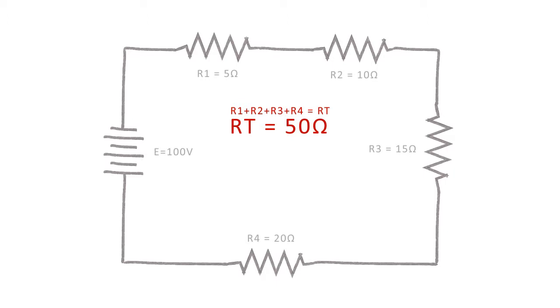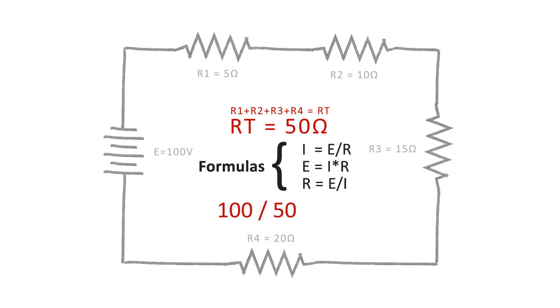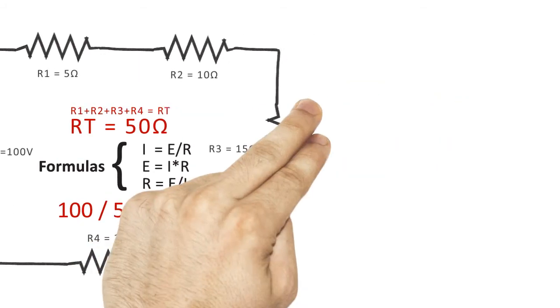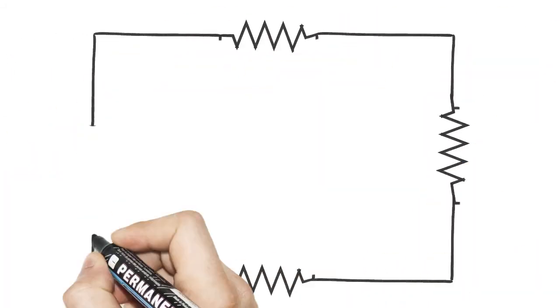By adding up the resistance, we can solve for the current. Looking at Ohm's law, we know to solve for current we need to use I equals E over R. So let's take our 100 volts and divide that by the resistance, which is 50 ohms, and we get a current of 2 amps. As current is consistent in this series circuit, we now know that we can solve for the voltage across each resistor. Let's look at another example.